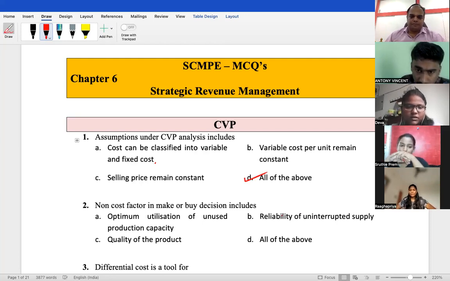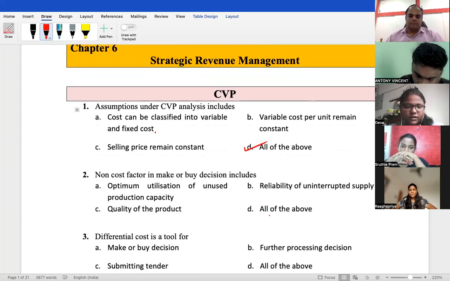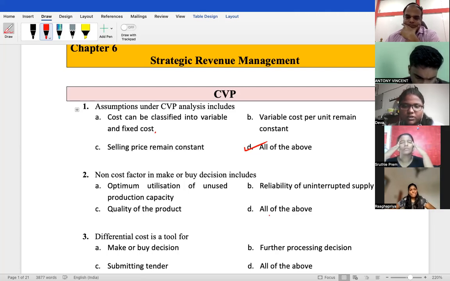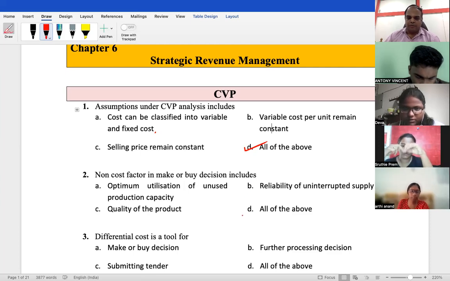Next. Non-cost factor in make or buy decision includes A, optimum utilization of unused production capacity. B, reliability of uninterrupted supply. C, quality of the product. D, all of the above. So, all of the above.